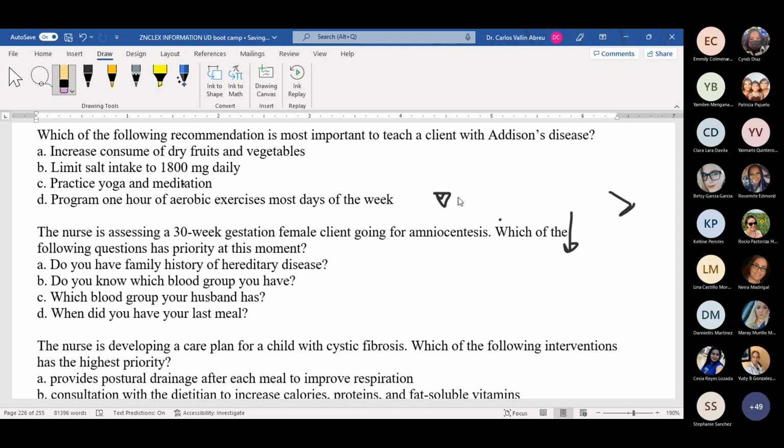Something similar we studied in diabetic ketoacidosis. You remember? Do you remember that the normal saline was more important than the insulin? Or not? Guys, please interact with me. Say yes, no.